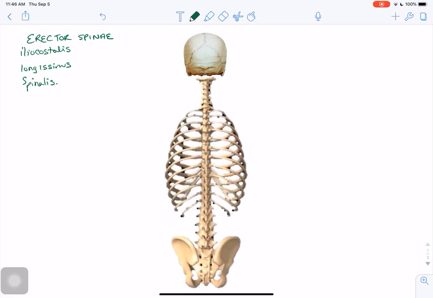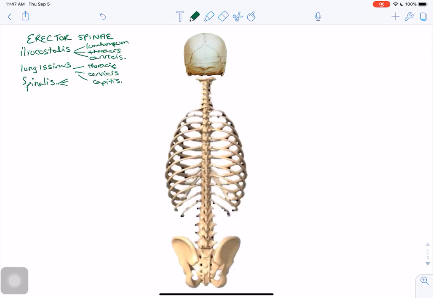So iliocostalis, for example, has a lumborum, a thoracis portion, and a cervicis portion. Longissimus has thoracis, cervicis, and capitis. And spinalis has those same three parts, although we don't typically talk about a capitis for the spinalis portion, and I'll explain why in a minute.